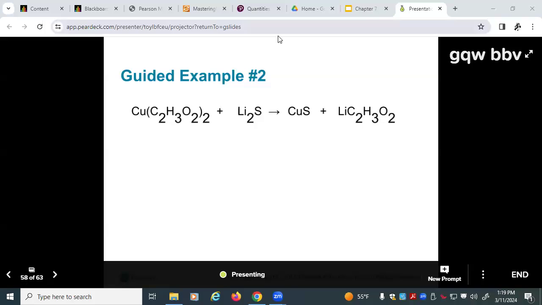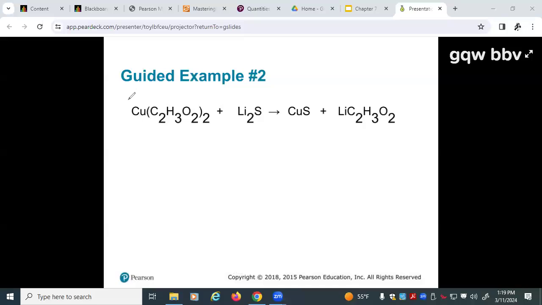So first things first, what we want to look at with this equation is, first of all, can we identify this equation in terms of type? What kind of a reaction is this? Combination, decomposition, single replacement, double replacement, combustion. Which one is this? This is double replacement. How do I recognize double replacement? What I'm looking for are ionic compounds. If I have two ionic compounds as reactants and two ionic compounds as products, that is double replacement.